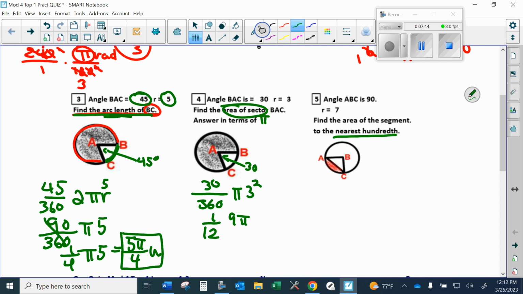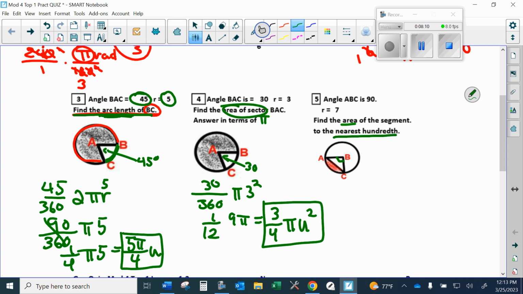3 squared is 9. 9/12 reduces to 3/4. So 3/4 pi units squared. We don't know what the units are, so you just use u for units. We know it's squared because it's area. Area is always squared, versus any straight length, which is just units. So again, since on number 5 we're finding the area, we know it's going to be units squared, so they haven't given us units here either.